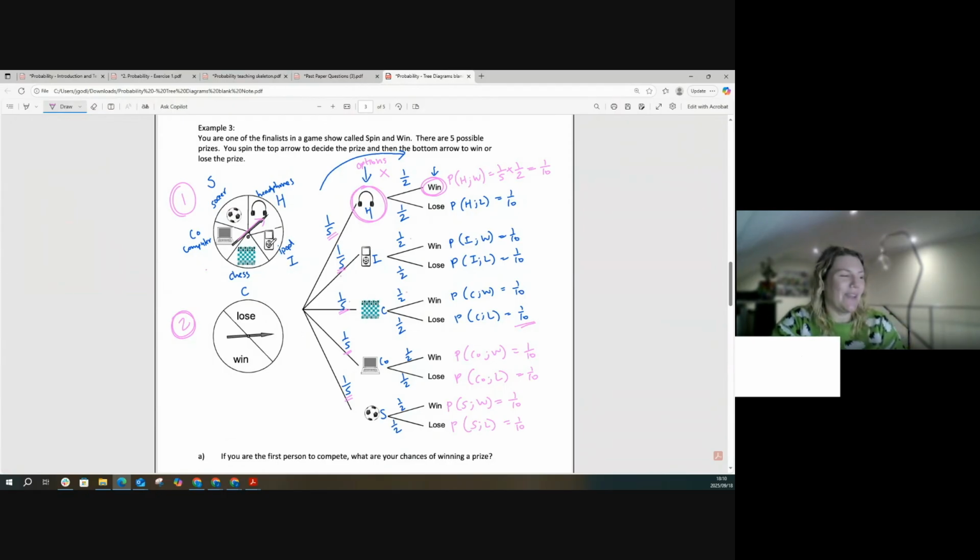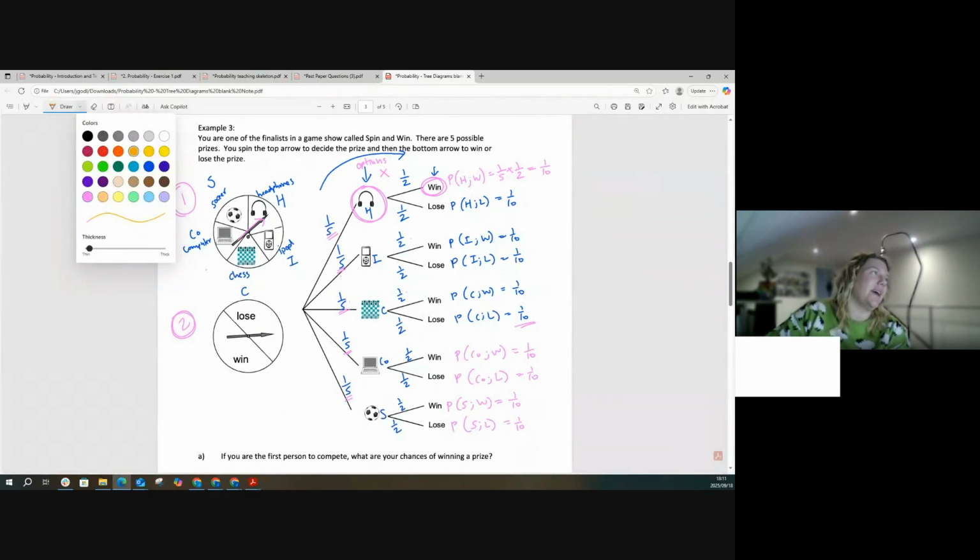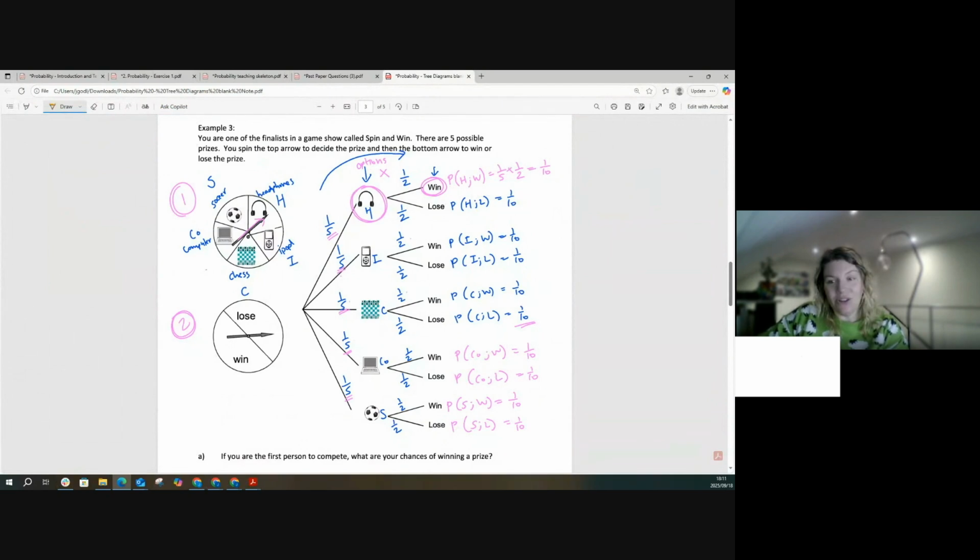Okay, that's fine. If you are the first person to compete, what are your chances of winning a prize? So have a look at your outcomes and look at the ones where we win something. So we win something here, and here, and here, and here, and here. And when we're working this way, we add those probabilities.